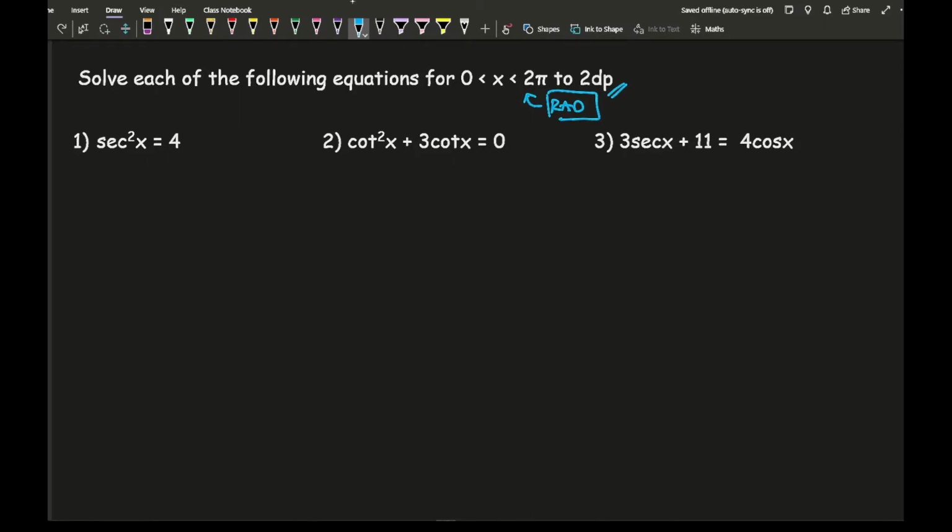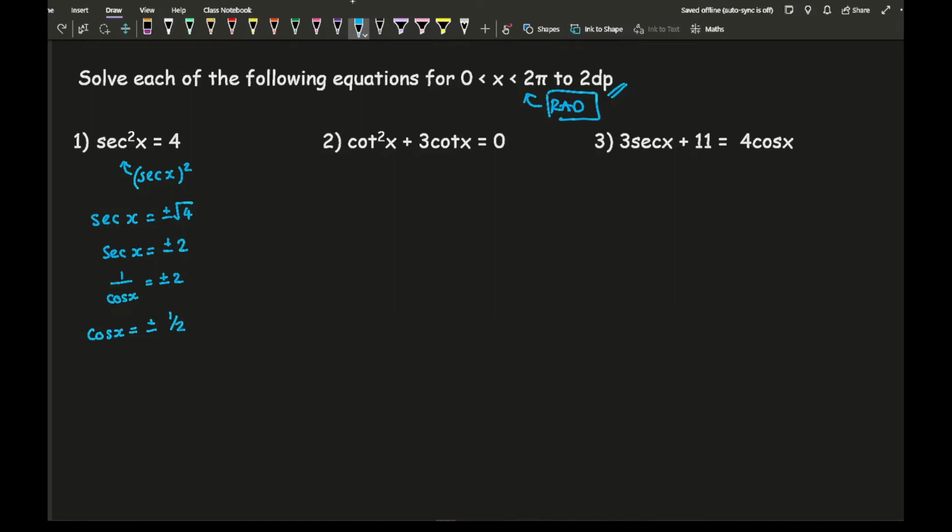So for the first one, we've got sec squared x equals 4. Now again, what you want to be thinking straight away with these types of questions is you want to make sec x the subject. So here we've got sec squared x, which is just another fancy way of writing this. So the first thing we need to do is square root. So what we've got is sec x equals plus minus the square root of 4. So sec x equals plus minus 2. And then once we've got sec x as the subject, we can convert it to 1 over cos x equals plus minus 2. So therefore cos x is going to equal plus or minus a half.